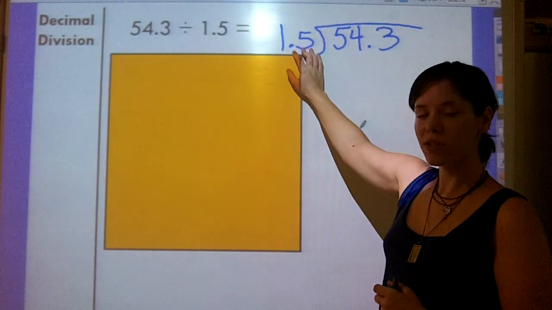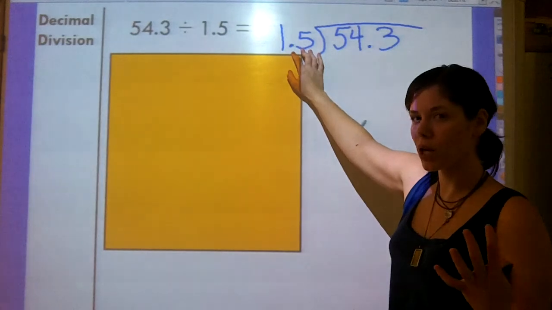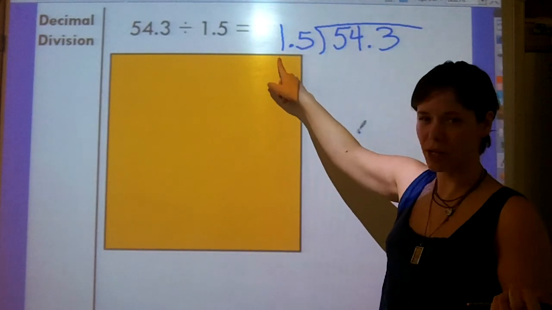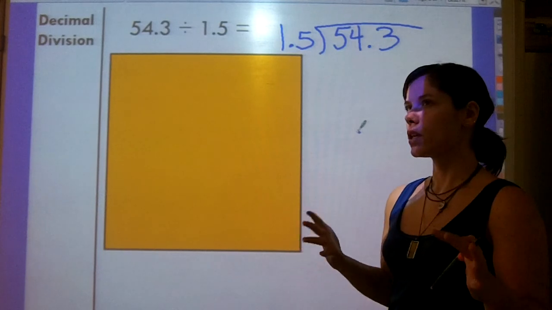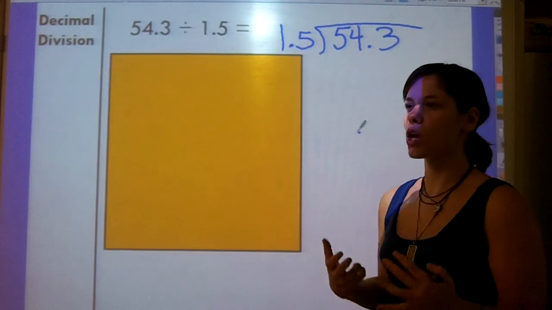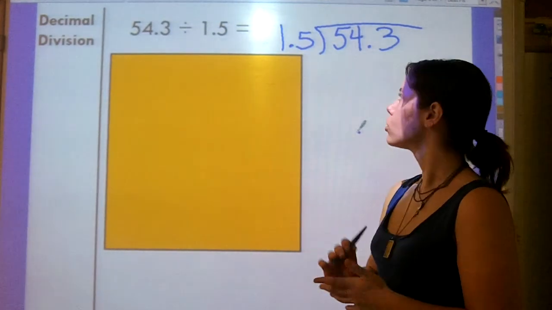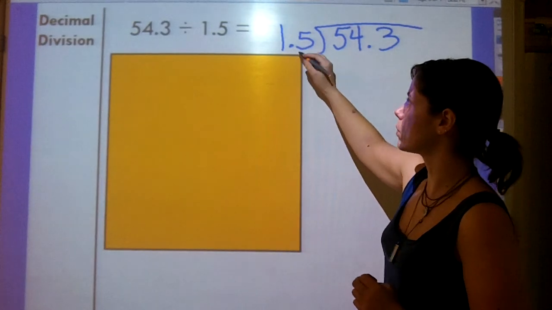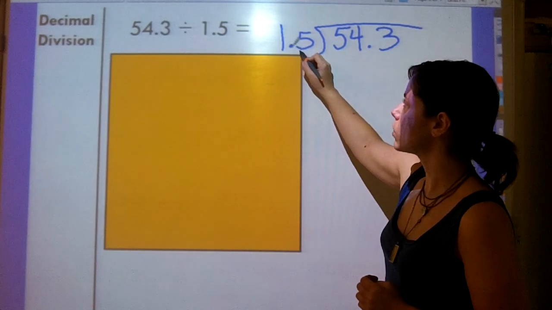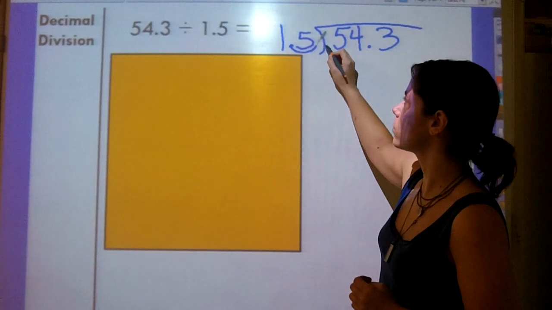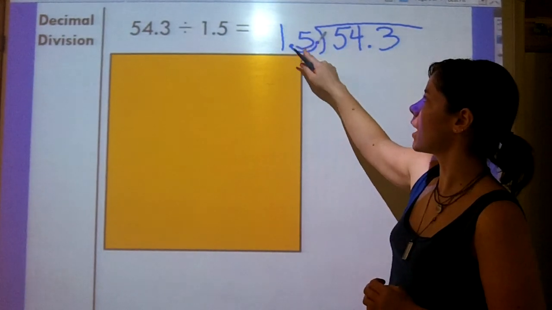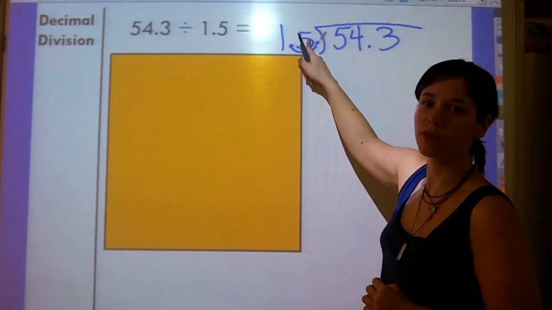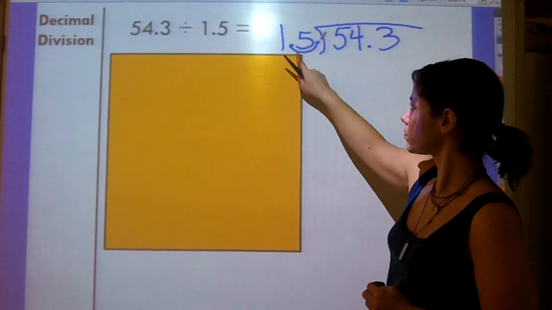But if you have a decimal, that doesn't really work, because what this means is I would be trying to make 1.5 groups. What we want to do is make a whole number of groups. So to turn the divisor into a whole number, you take the decimal and you scoop it until the end of the number and drop it off. By moving the decimal here, I just changed this number from 1.5 to 15.